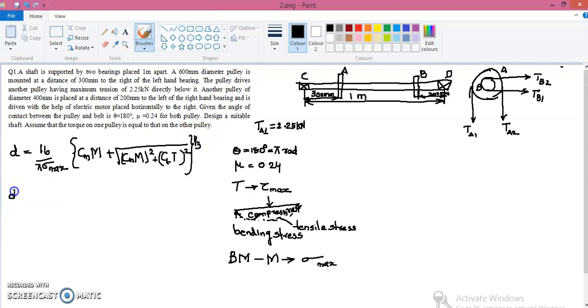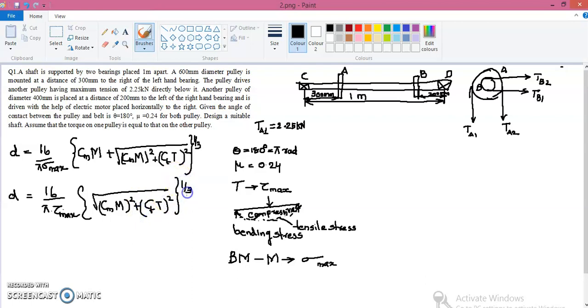The second one is D is equal to 16 by pi into sigma max. Sorry, it is not sigma, it is tau max. So it is 16 by pi into tau max into square root of Cmm the whole square plus Ctt the whole square, the whole thing raised to 1 by 3.